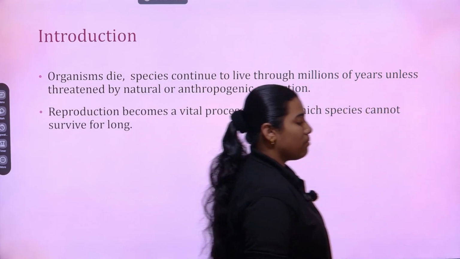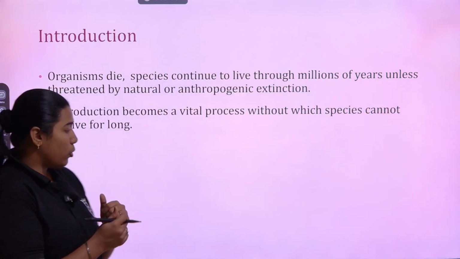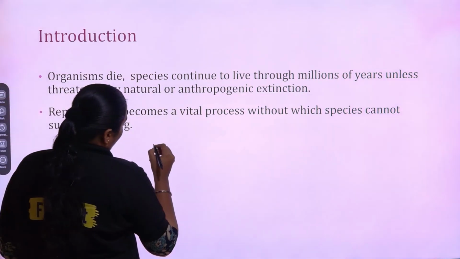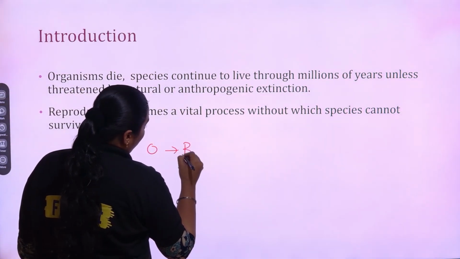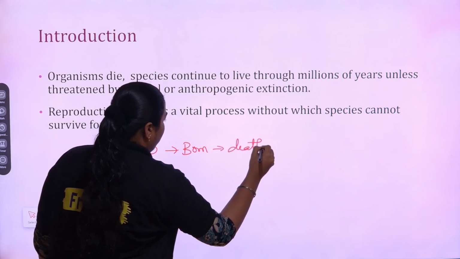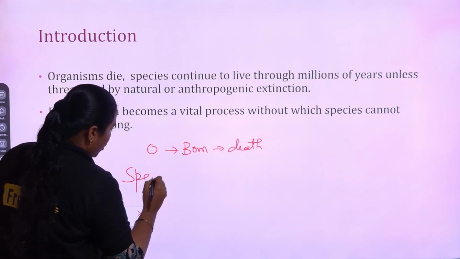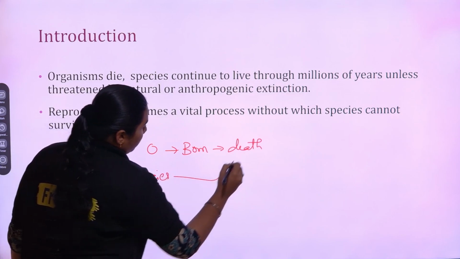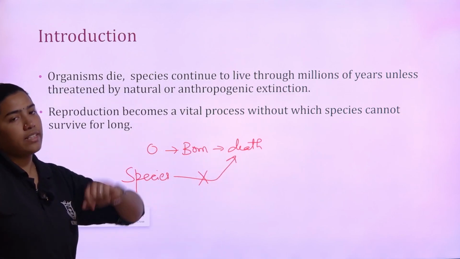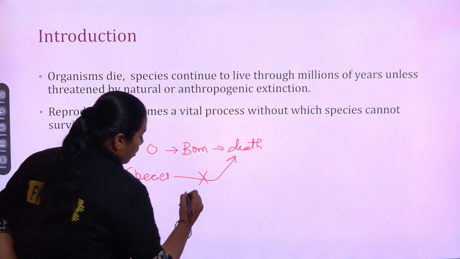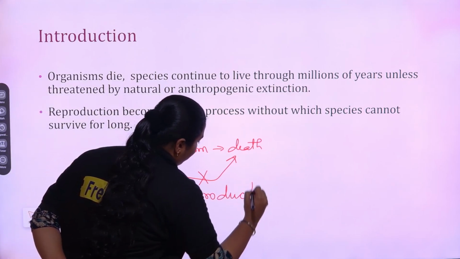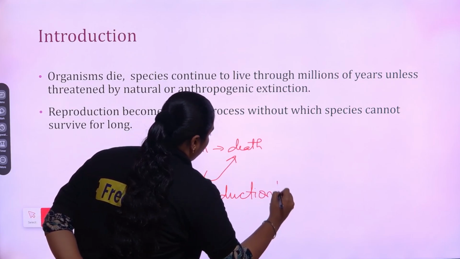Next, reproduction becomes a vital process. I told you that organisms can be born and they can also undergo death, but species will not face this. How do they not face death? Because of the vital process. What is vital? Important. Because of the important process, reproduction.